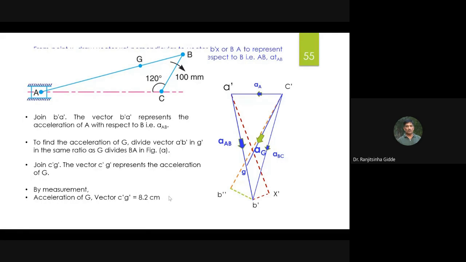Next line. Write down: acceleration of G is equal to vector C prime G prime. Vector C prime G prime. C prime G prime is equal to 8.2 centimeter, or whatever value you got, you can write that only.